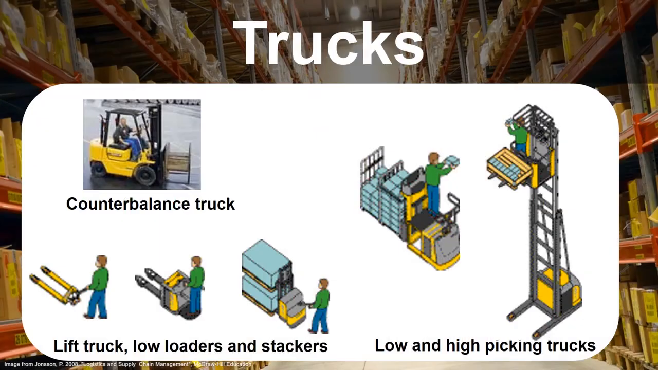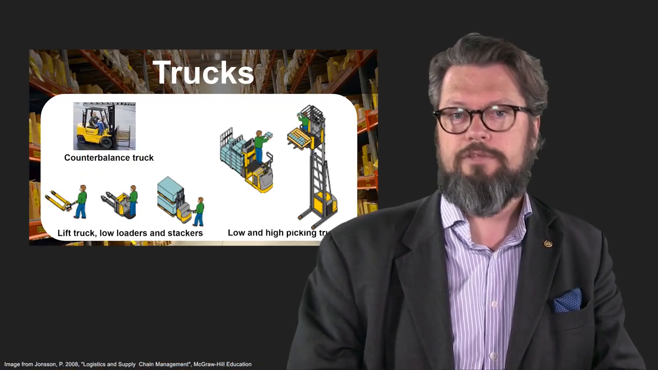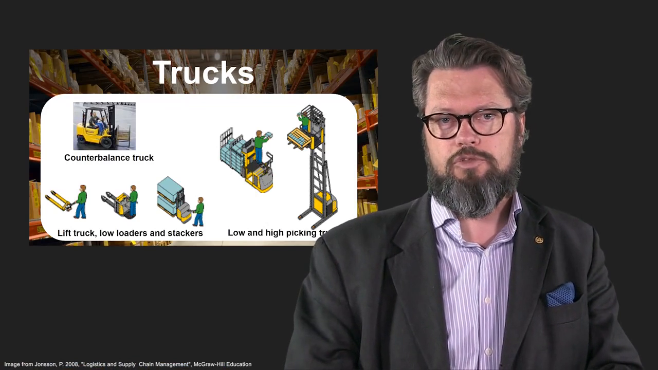Here we have some examples of different trucks where you have a manual truck called the lift truck or a low loader made for transportation just on the floor level. But then you can have stackers where the truck is used to do heavy lifting up to higher levels of stack storage, for instance. You can also have, if you have extremely heavy things to lift, what we call a counterbalance truck, where you have a large counterweight back on the truck to be able to lift really heavy things.